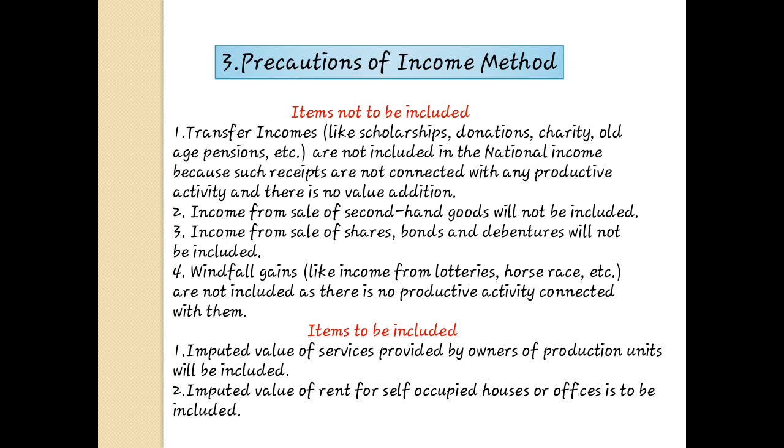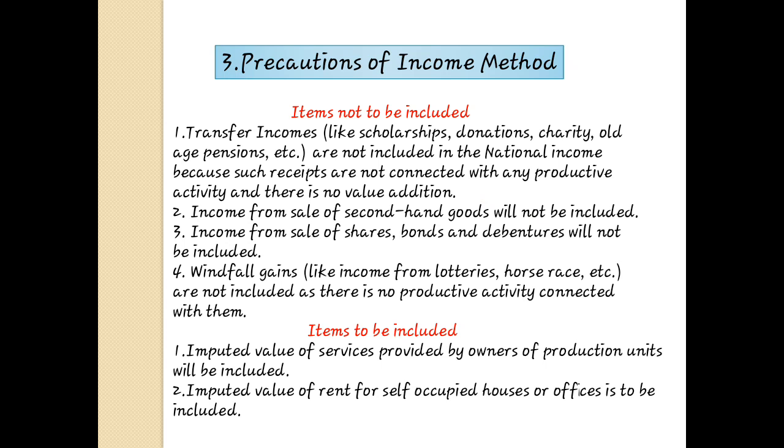The next, items to be included. These are all the items we have to include while we are calculating national income by this method. Imputed value of services provided by owners of production units will be included. Imputed value of rent for self-occupied houses or offices is to be included.